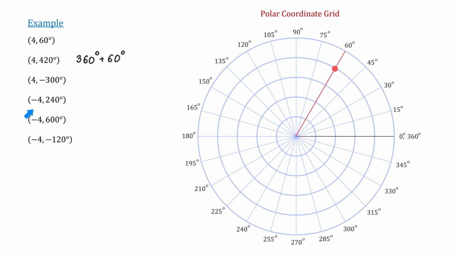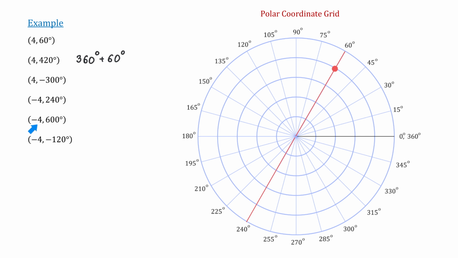Next, we will plot negative 4, 240 degrees. So this angle is positive, therefore we will move counterclockwise, and here we will have the terminal side. However, r is negative, and this means that the point will not be located on the terminal side. Instead, we have to extend this line into the opposite direction of the pole, and then on this opposite side count 4 units and plot the point.